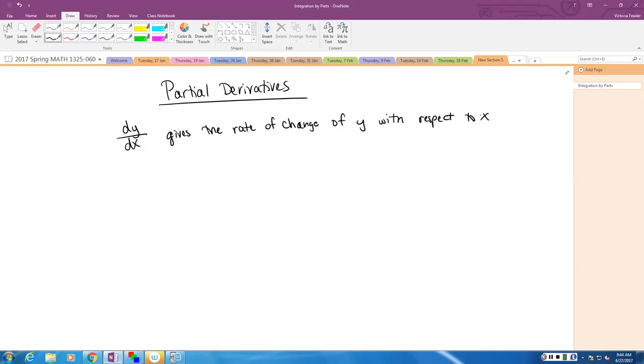So we're taking a step back, returning to derivatives, and now we're actually going to talk about derivatives and how they're found for multivariable functions. So partial derivatives are derivatives found for multivariable functions.